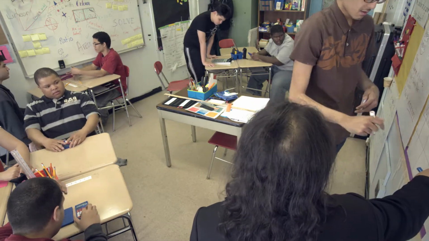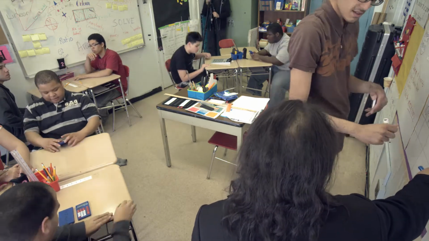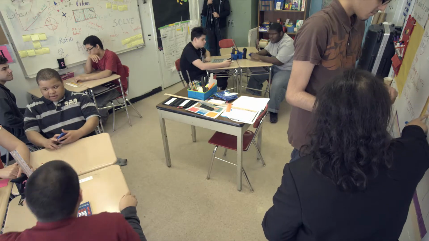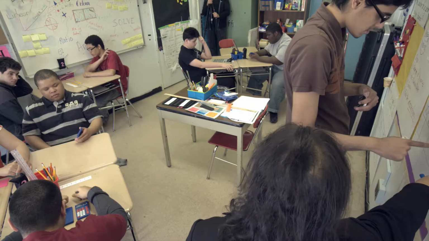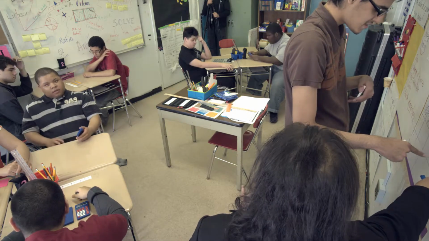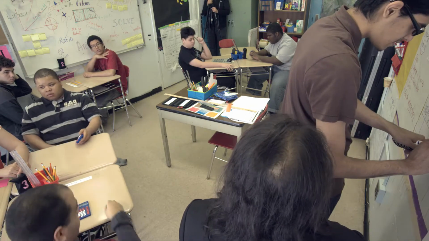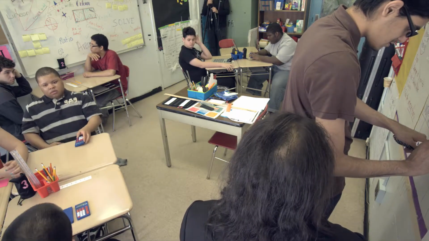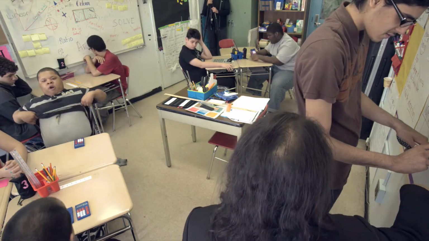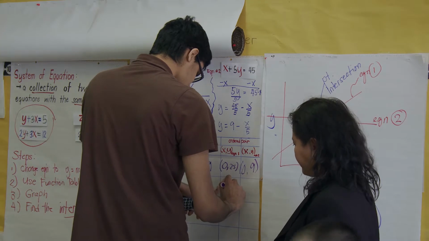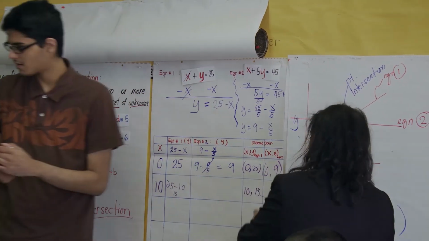What will be the ordered pair? That means y equals 15. What's the value of x? 10. What's the value of y? 15. Then what's the ordered pair? 10 and 15. 10 is x.